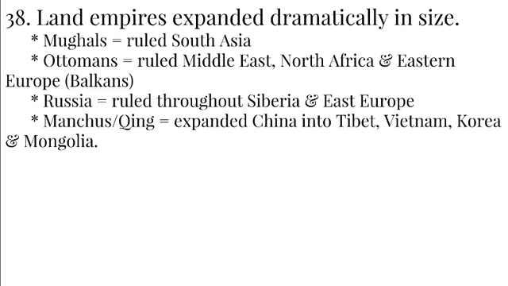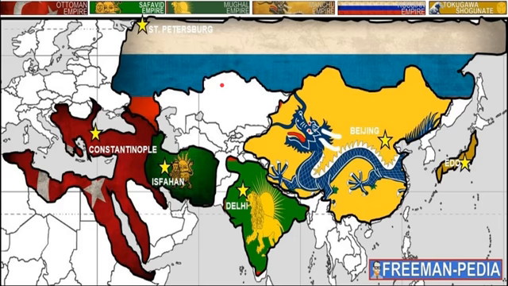So Russia's going to expand using guns. The Manchus, the Qing, right? They're going to conquer China. They're going to expand Chinese territories into Tibet, Vietnam, Korea. They're going to go into Mongolia and push the Mongols even further away. So all these land empires are going to expand using these technologies, right? And the better the weapons, the more successful your empire will be.